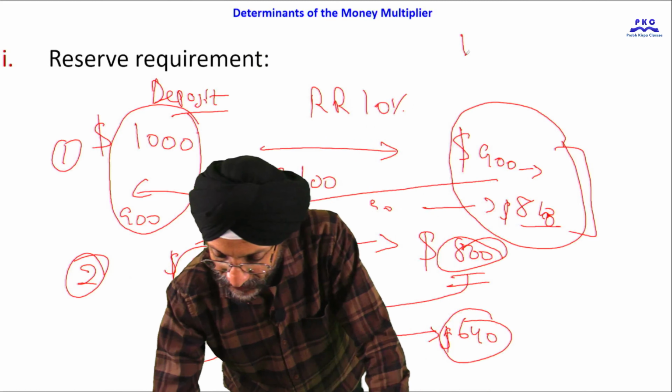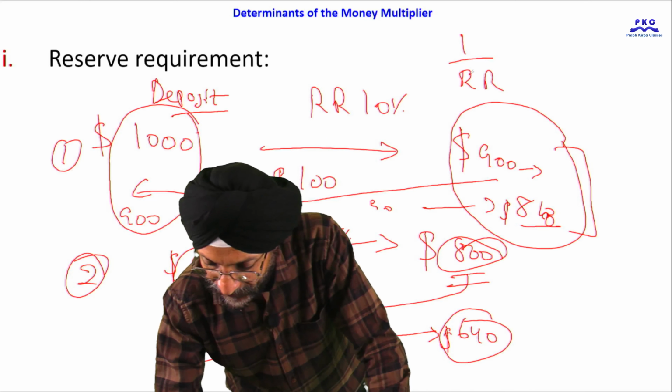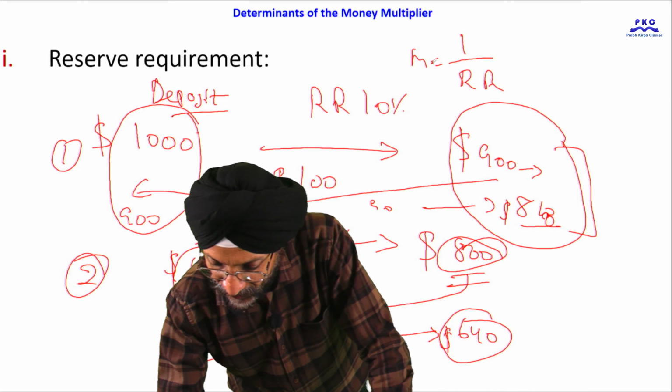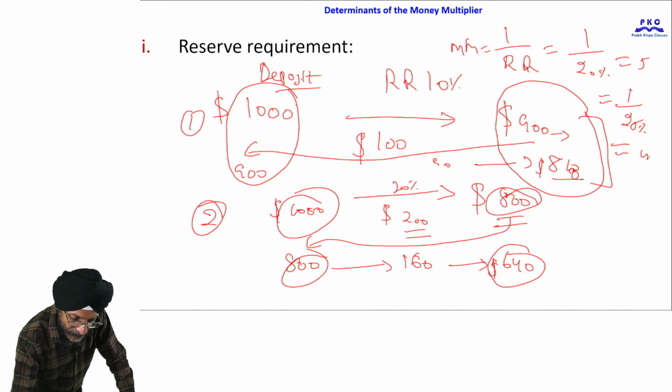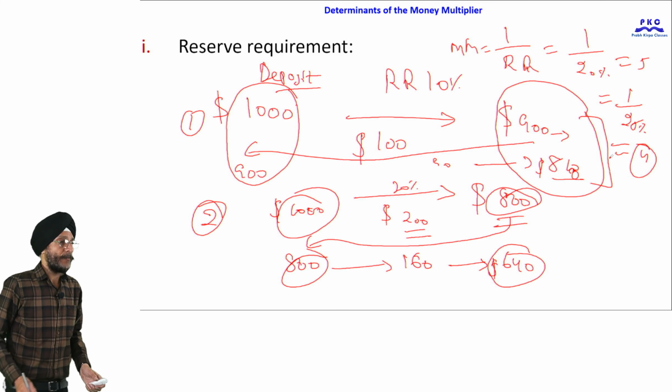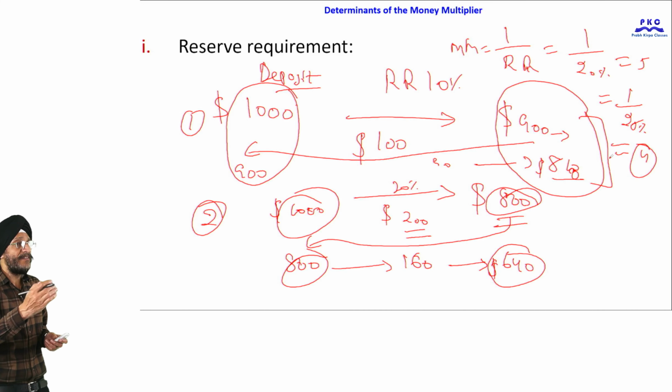As you know, the formula for money multiplier is 1 over reserve requirement. If the reserve requirement is 20%, the multiplier is 5. If it is, say, 25%, the money multiplier will become 4. So as the reserve requirement is changed, the money multiplier is also changed.